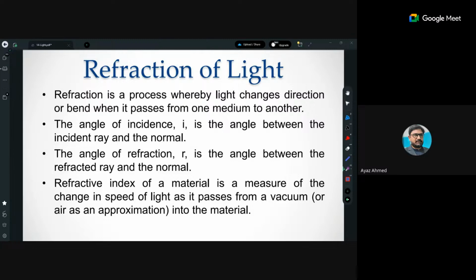So here the important things are where the angle of incidence is, where the angle of refraction is, when refraction will be caused due to bending of light towards the normal, when it will be caused due to bending of light away from the normal, and what the criteria for the bending will be, that is, the refractive index. These are all the points I have to discuss with you in this topic.